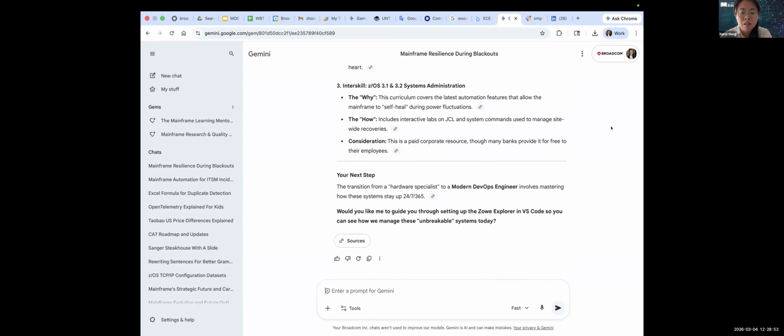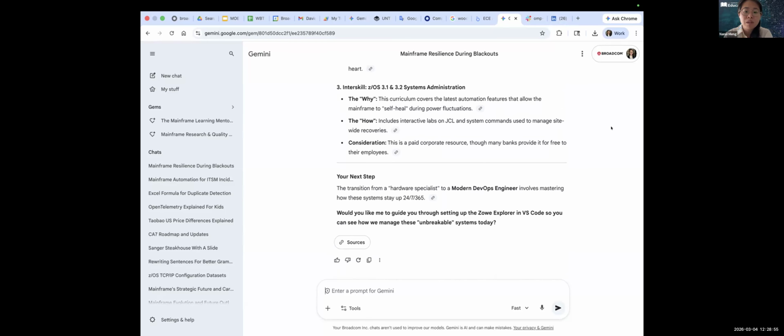Next step: based on the question asked, because it's about a blackout, the learner might want to know more about the modern DevOps engineer role, or if they are interested, learning more about Zowe Explorer and VS Code to manage the unbreakable system. So that is the answer.